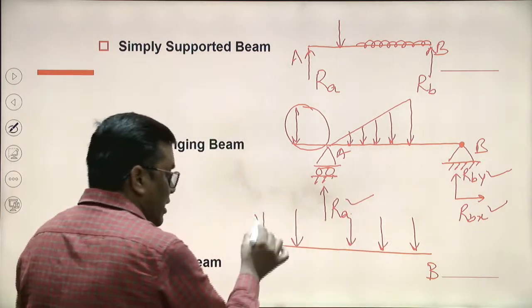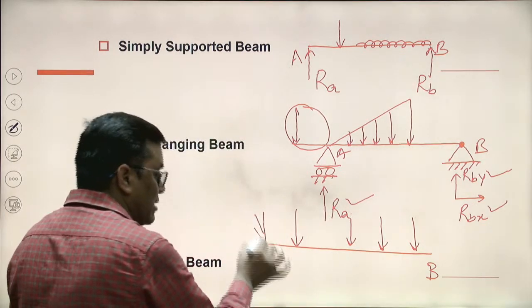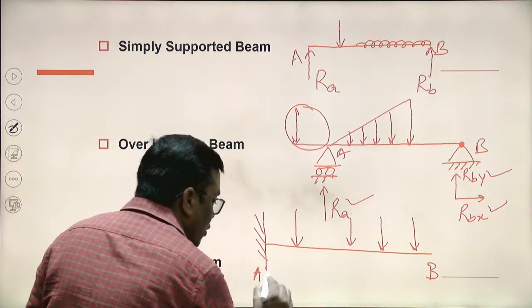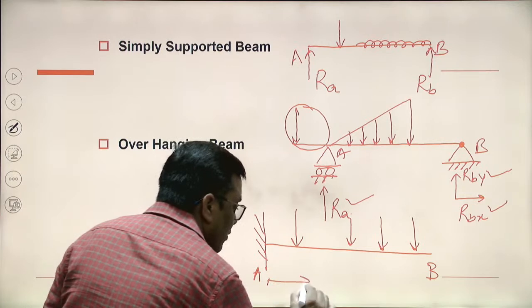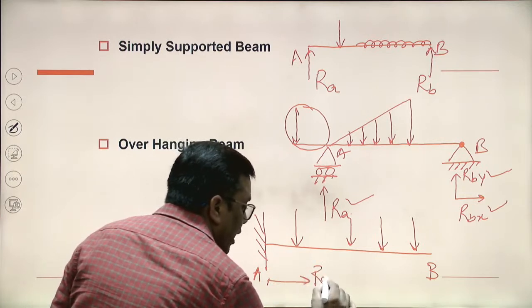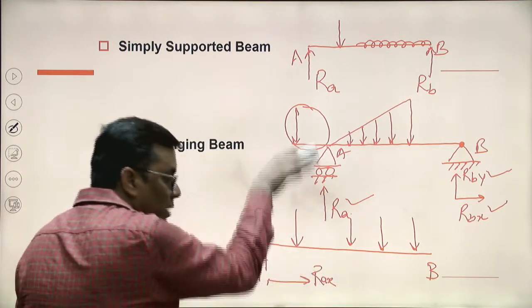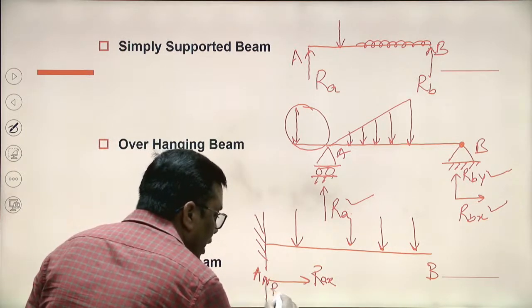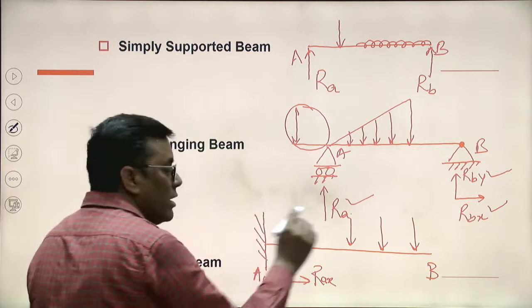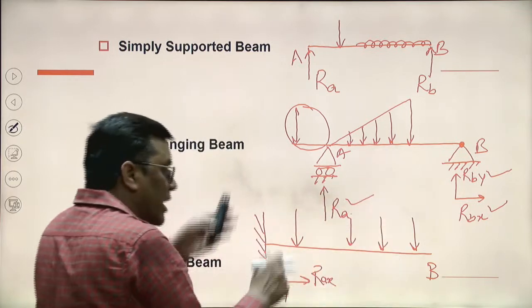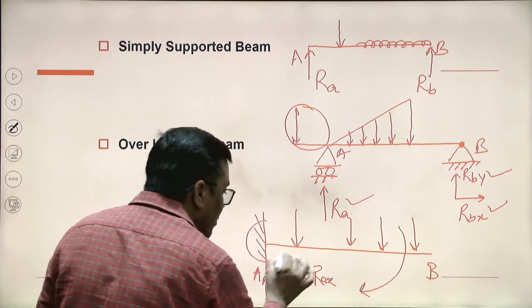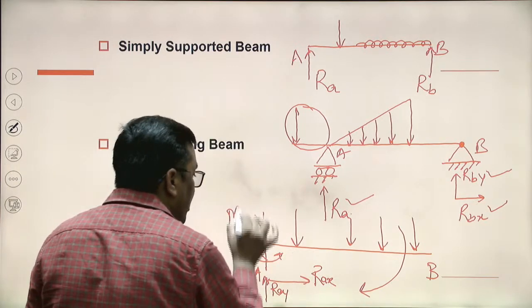There is a restriction at this particular support, as this is the fixed support. Can this beam move in this direction? No. So for this, there will be reaction RAX. Can this move in this direction? No. So there will be reaction here also, RAY. Because of these loads, it has a tendency of rotation in this direction, so against this there will be a reactive moment.